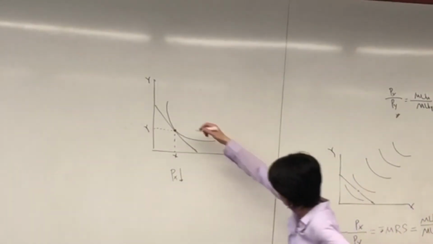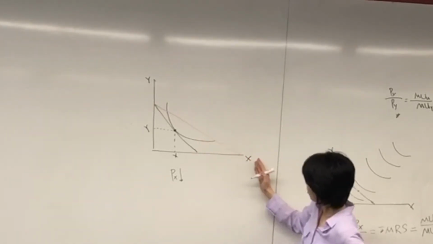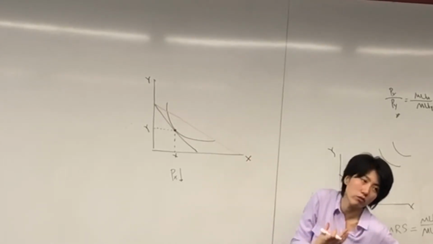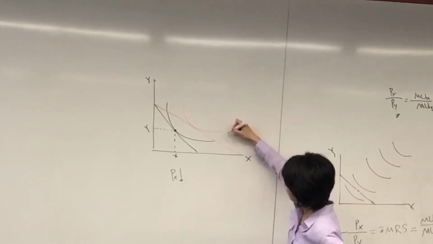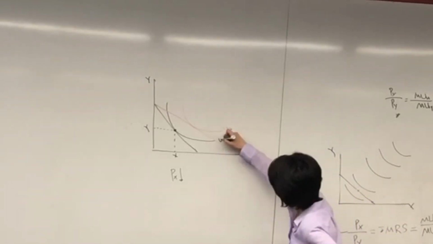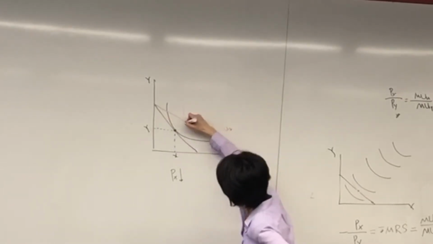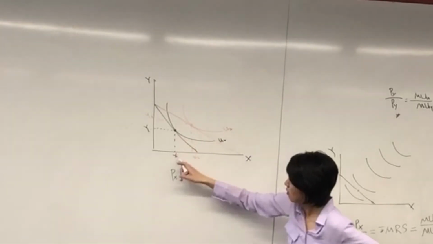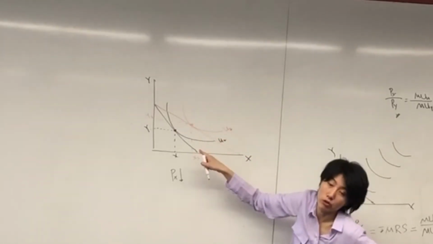Now that will make the people buy more of X, right? When the price of X decreases, the people are richer, relative income is higher, so we will reach a higher utility level. This is U2, this is U1. This initial point is X1, Y1, and after the change, the equivalent point is X2, Y2.